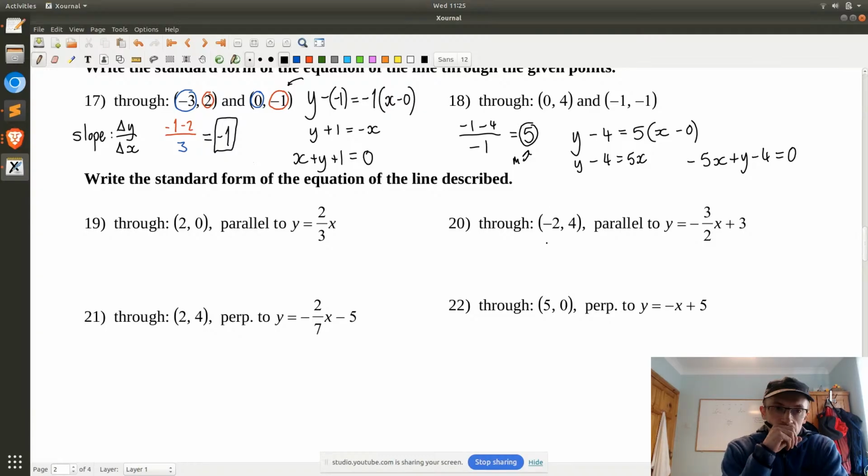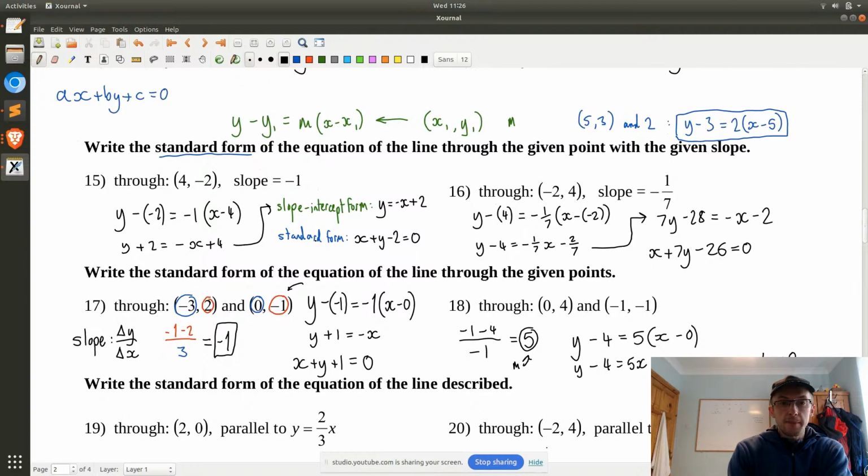What next? Write the standard form of the equation of the line described. Well, we know it passes through 2, 0, and we know that it's parallel to this line here. And lines that are parallel to each other have the same slope. They have the same slope. And therefore, this is basically the same as these two problems, 15 and 16.